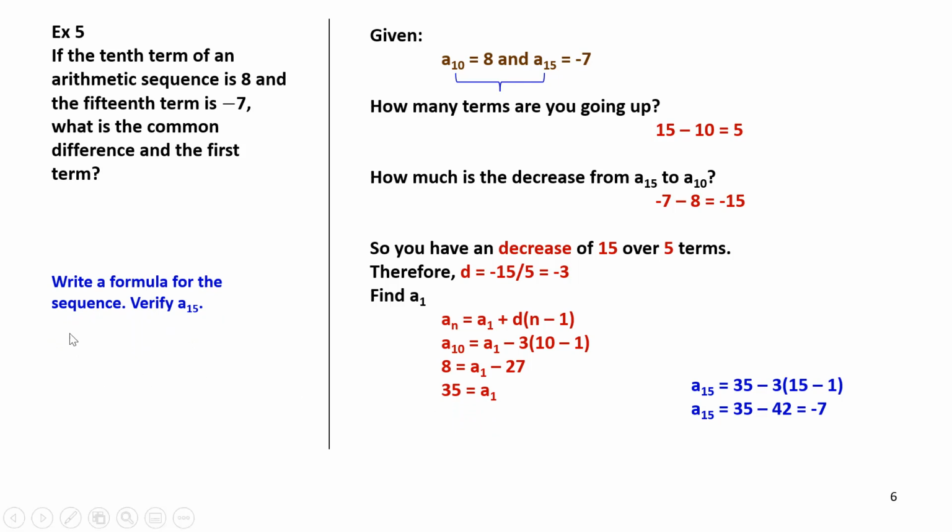Now it looks like we got one more thing here. It says write a formula for the sequence. So a formula for the sequence is an explicit formula, and it implies that it always starts with a sub n. Take a look. If it says write a formula, they're going to want an explicit formula. a sub n equals a sub 1 plus d times n minus 1. So they're looking for a formula that will find me any term, like the 100th term.